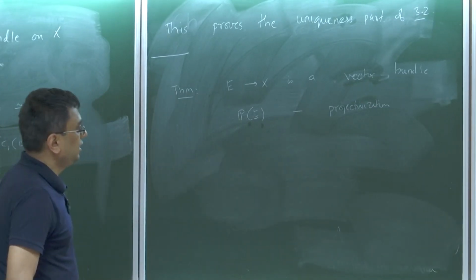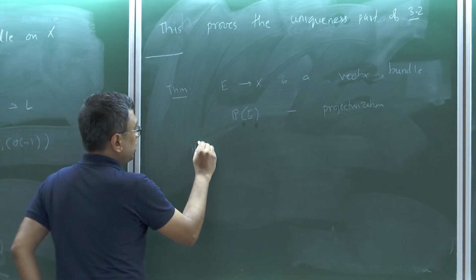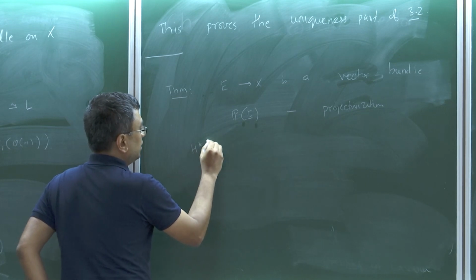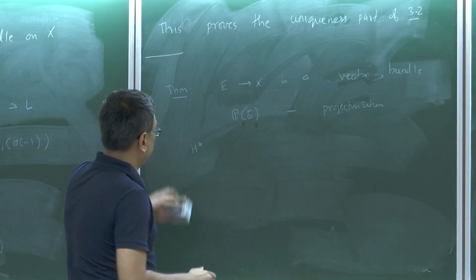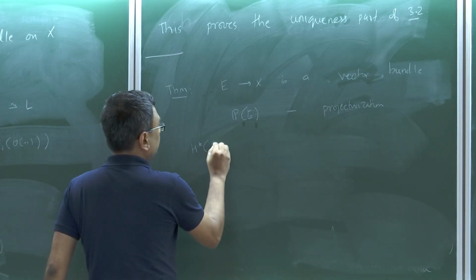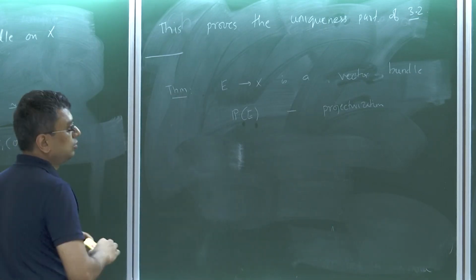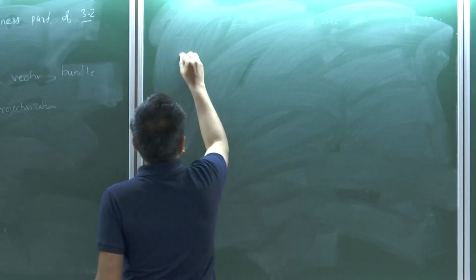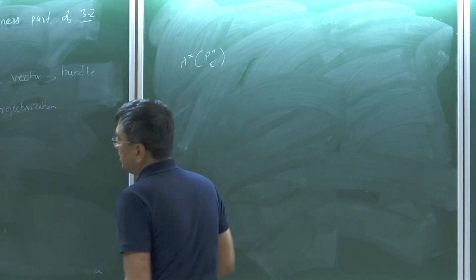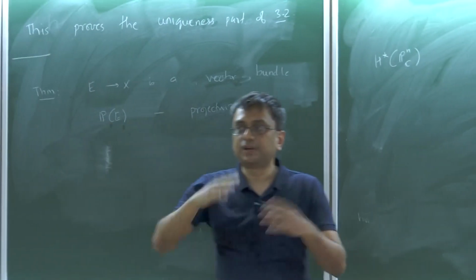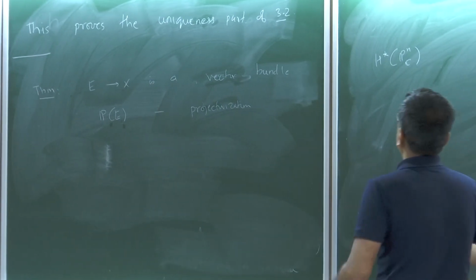So let P(E) be the projectivization of E, and what this theorem says is about the cohomology of P(E). Actually, before I state this, let us first write down the cohomology of projective space. If I look at the projectivization of a vector bundle, the fibers are going to be (n-1)-dimensional projective spaces if this is of rank n.